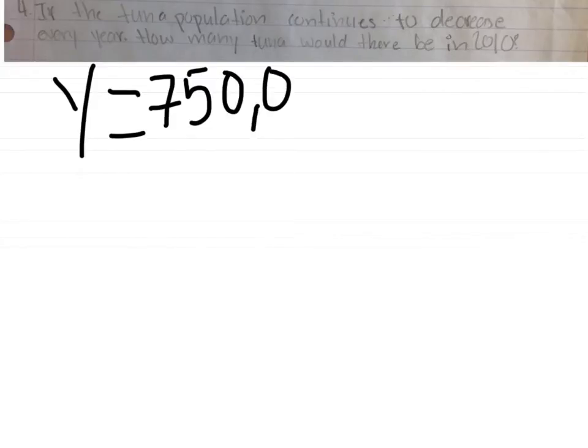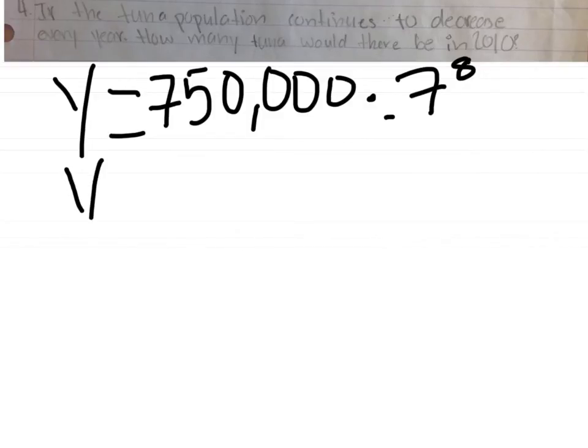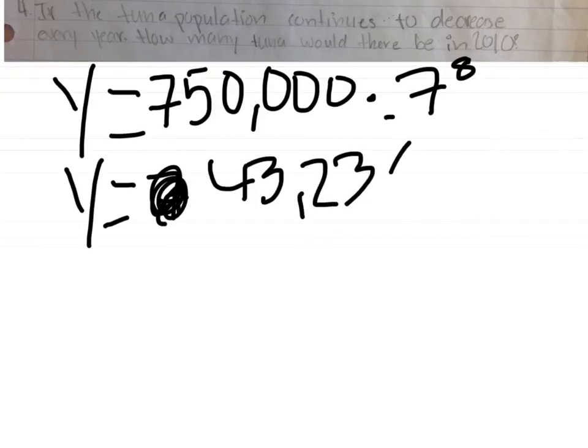Now I'm going to show you our first exponential prediction: if the tuna population continues to decrease every year, how many tuna would there be in 2010? First I wrote our equation out, 750,000 times 0.7 to the x power, and I replaced x with 8 because 2010 is 8 years away from the start, which was 2002. Then I solved the equation, and I got 43,236 tuna.